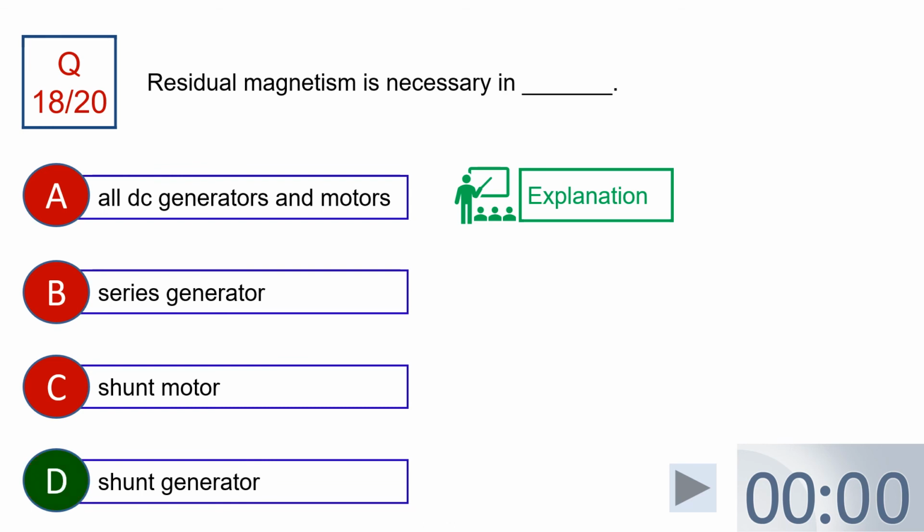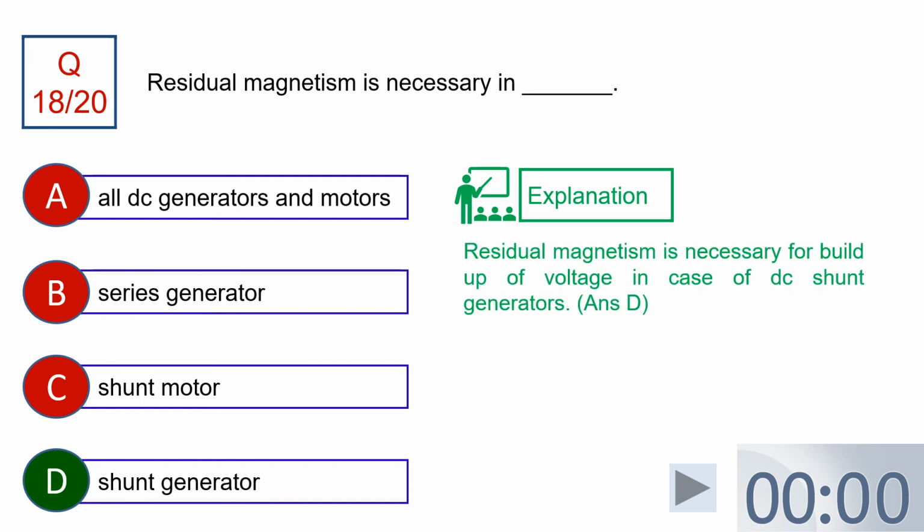Correct answer is option D, because the residual magnetism is required for buildup of voltage in case of DC shunt generator.